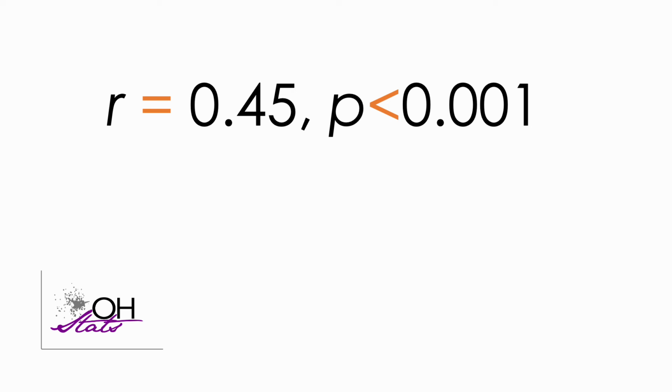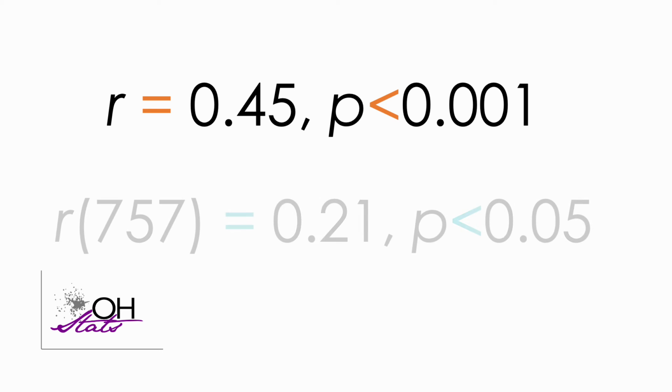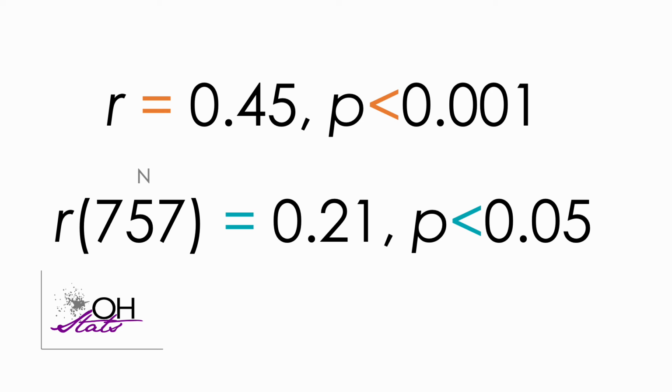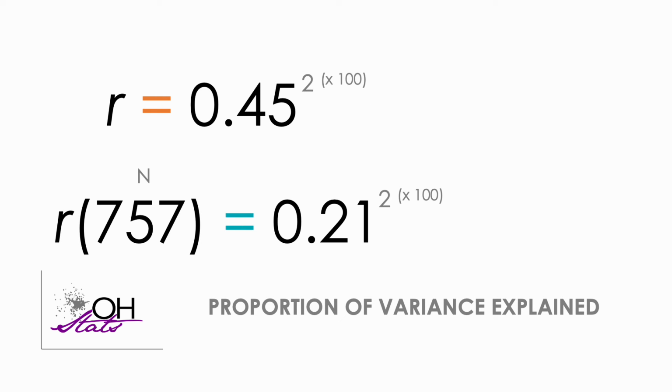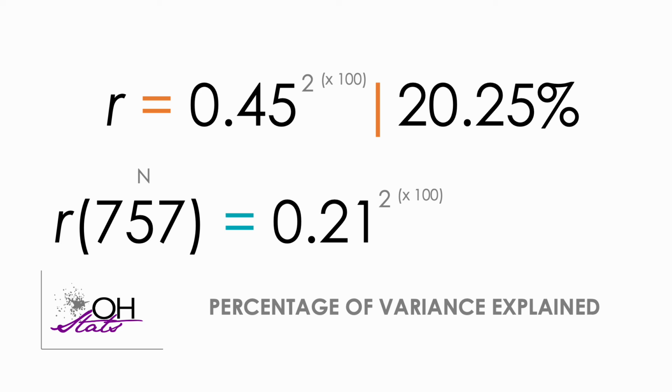The R can be reported as R equals 0.45, with a significance or a p-value of less than 0.001. A less common method also reports a number of observations, or the n, here shown as 757. The square of the correlation coefficient indicates the proportion of variance explained in one variable by the other, and you times that figure by 100 to get the percentage of variance explained. And in the first instance, that amounts to 20.25%. In the second instance, that amounts to 4.41%.